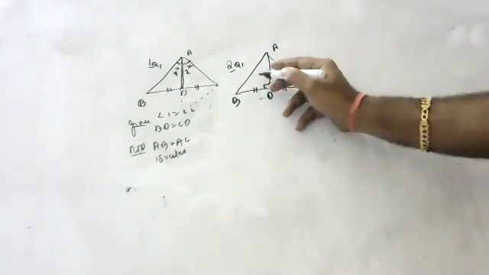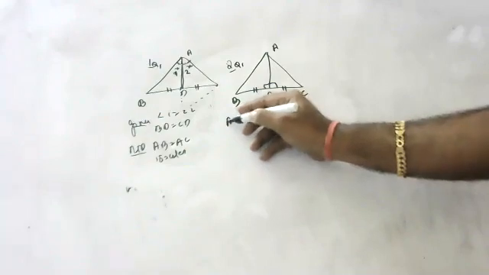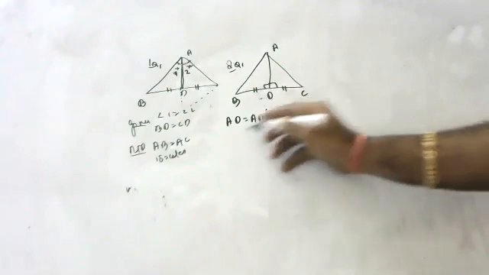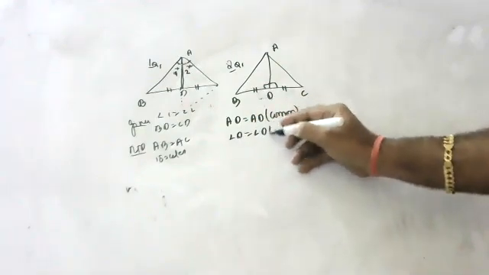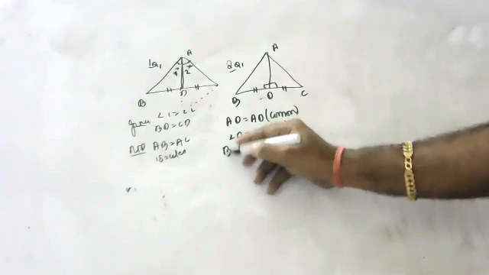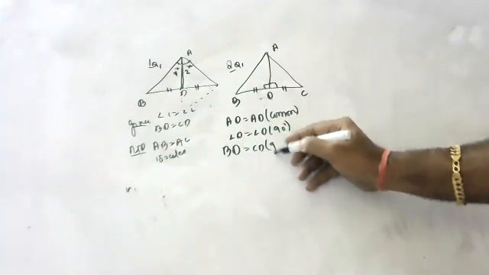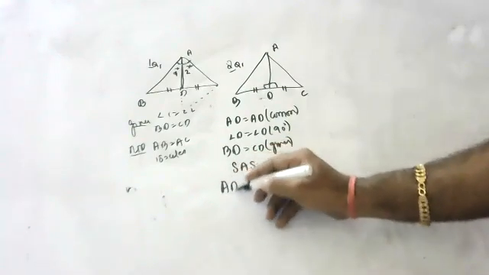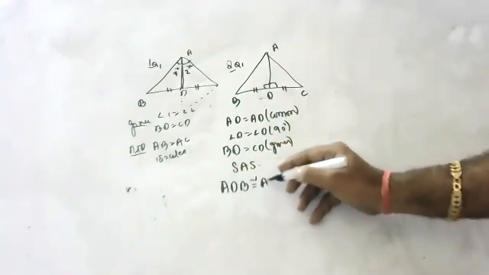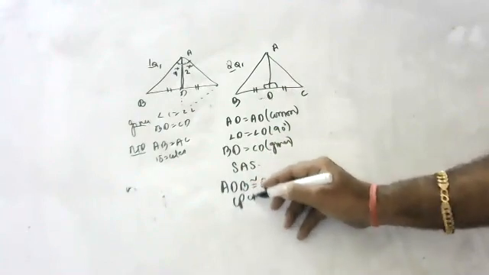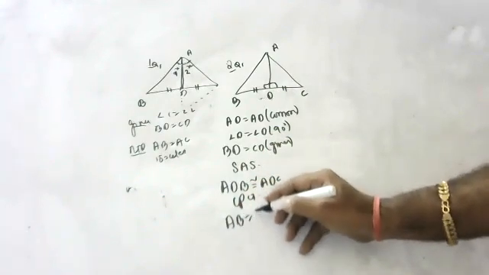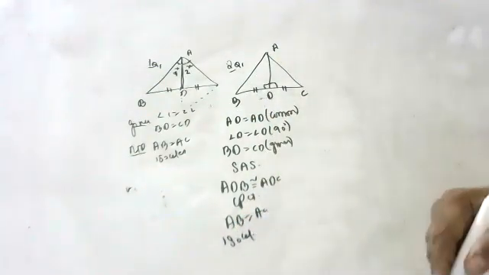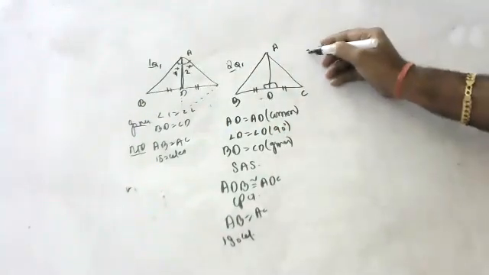Tell me the proof, children, anyone? AD is equal to AD. Why? Common side. Angle D is equal to angle D, 90 degrees. BD is equal to DC, given. By SAS, ADB is congruent to ADC. By CPCT, what can we say? AB is equal to AC. So it is isosceles. This was a long sum, but this is very easy.